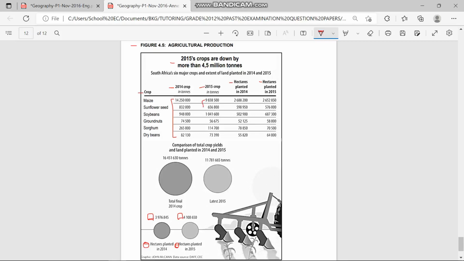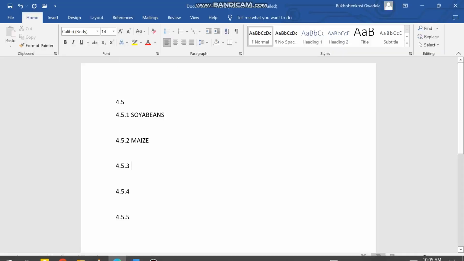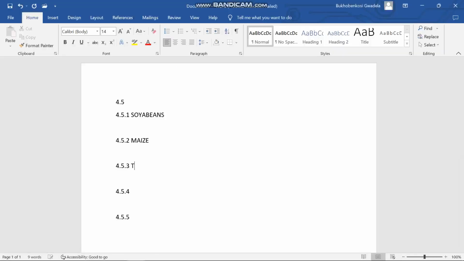Let's write it down. You can say the hectares planted increased from 2014 to 2015, but the crop yield decreased. That's our answer for 4.5.3.